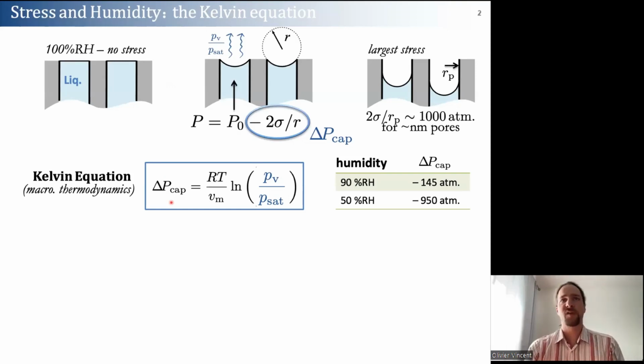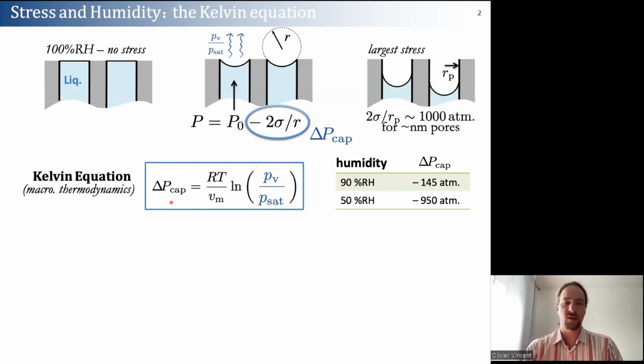And of course, if you have macroscopic menisci, this effect doesn't matter much. But if you go to nanometric size menisci, then this effect can play a large role, and the vapor pressure deficit that you can get is important.